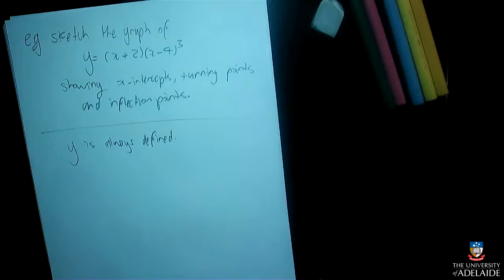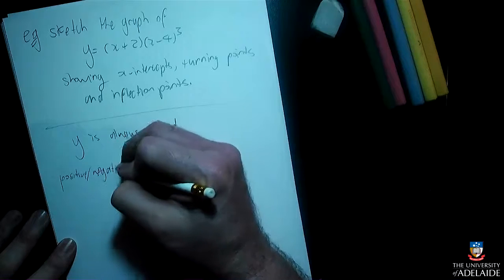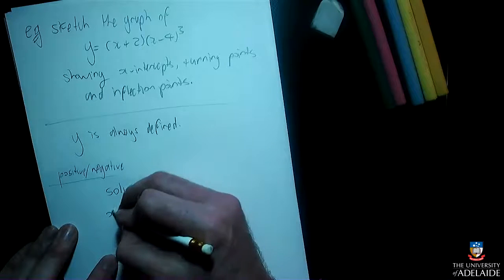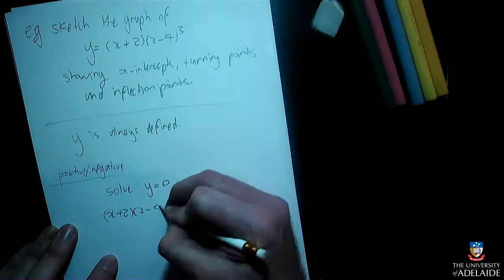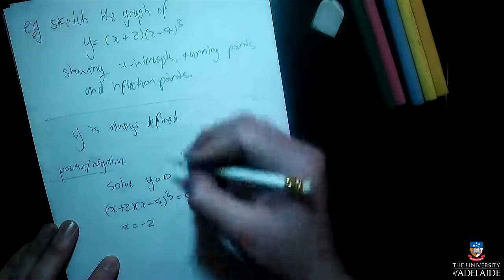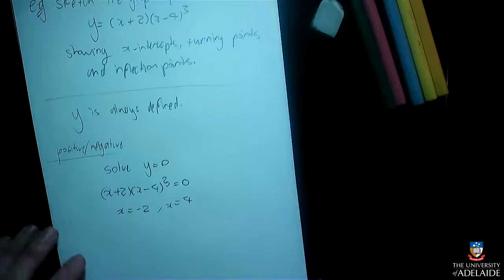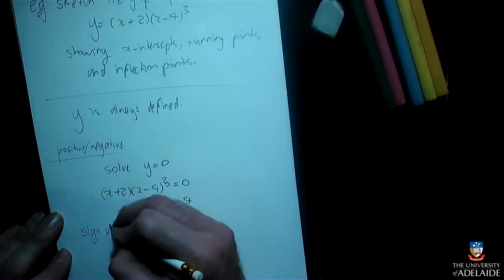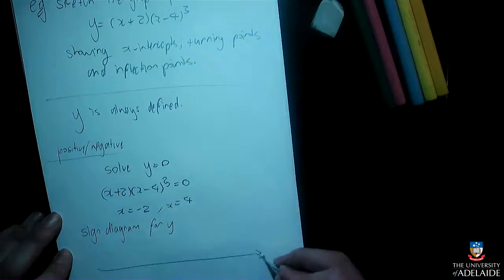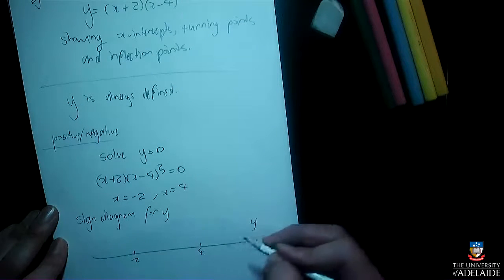First I guess we'll figure out when it's positive and negative. So we're going to find out when it's 0. And it's already factorized for me, so that's convenient. So we have x equals minus 2 and x equals 4. Okay. And then I'll do a sign diagram for y. So there's x, and this is where the y's are going to be. So I've got minus 2 and 4.